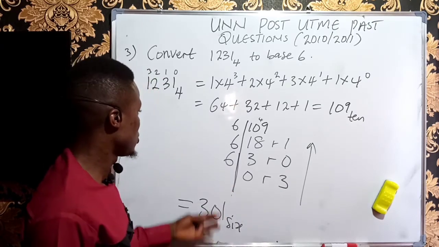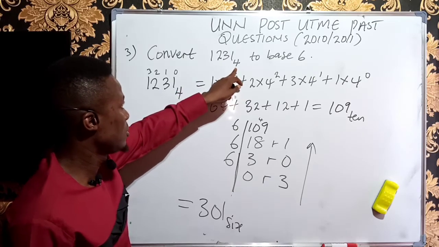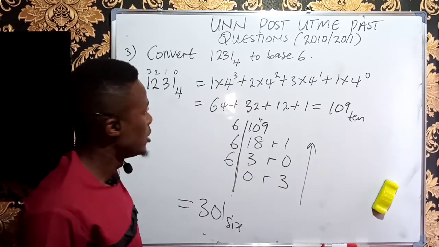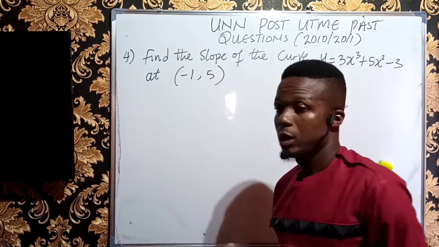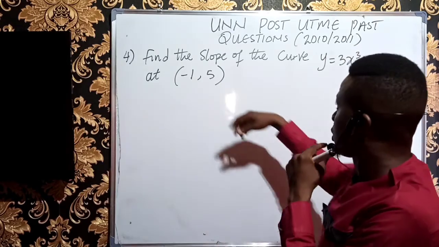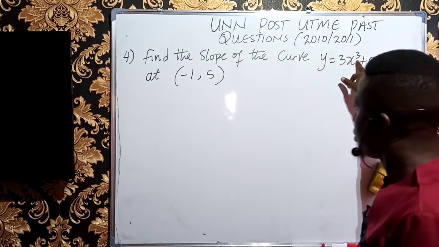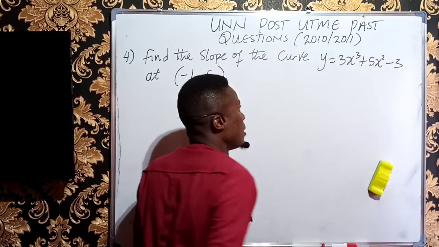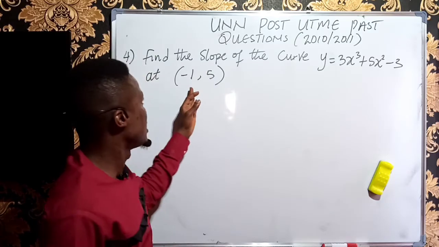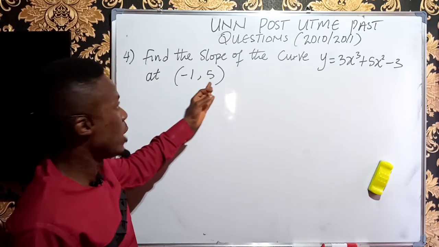301 base 6 is equivalent to 1231 base 4. Right, let's take the fourth question. Right, the fourth question says we should find the slope of the curve y equals 3x cubed plus 5x squared minus 3 at the point minus 1, 5.